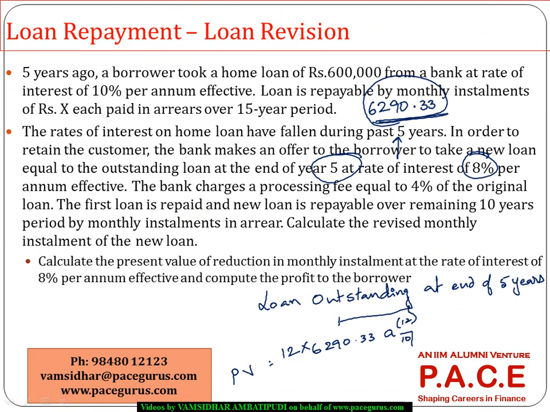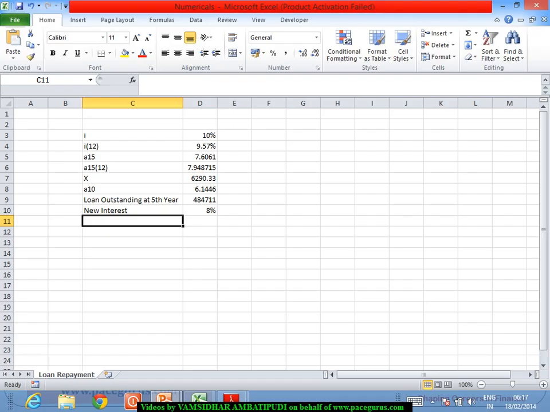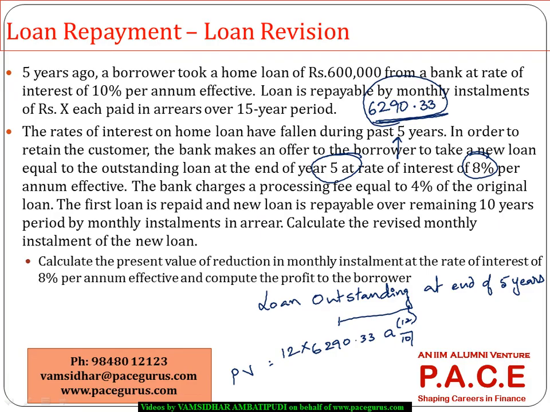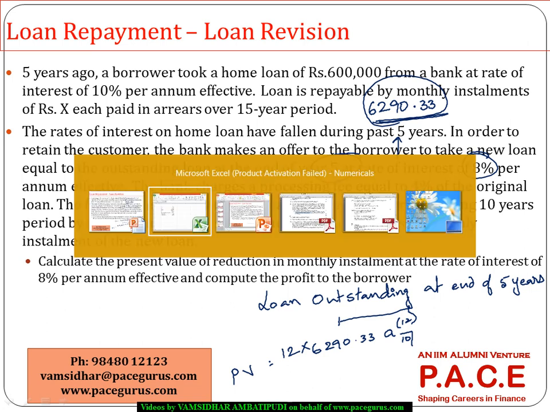The bank charges a processing fee equal to 4% of the original loan. Okay, the processing fee is 4% of the original loan of 600,000. So almost 24,000 is being charged as a processing fee. The first loan is repaid and the new loan is repayable over the remaining 10-year period by monthly installment.